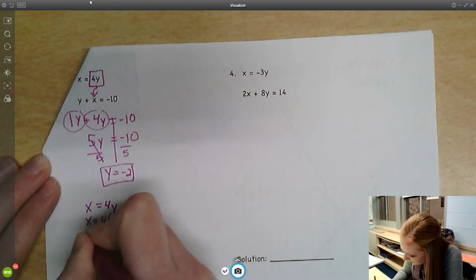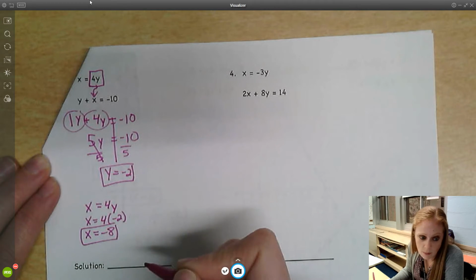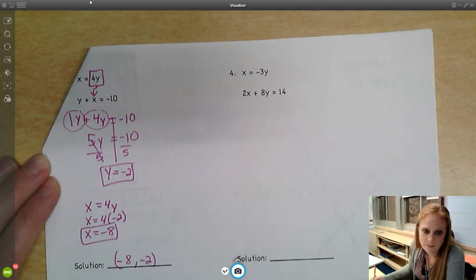So let's plug that in and solve for x. 4 times negative 2 is negative 8. So that means that x is negative 8, and our solution is negative 8, negative 2.